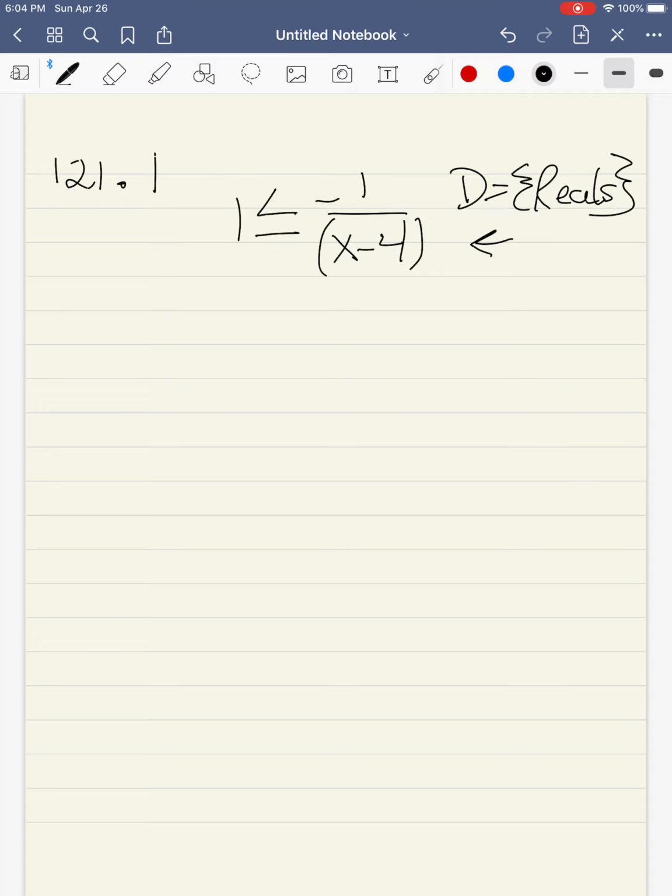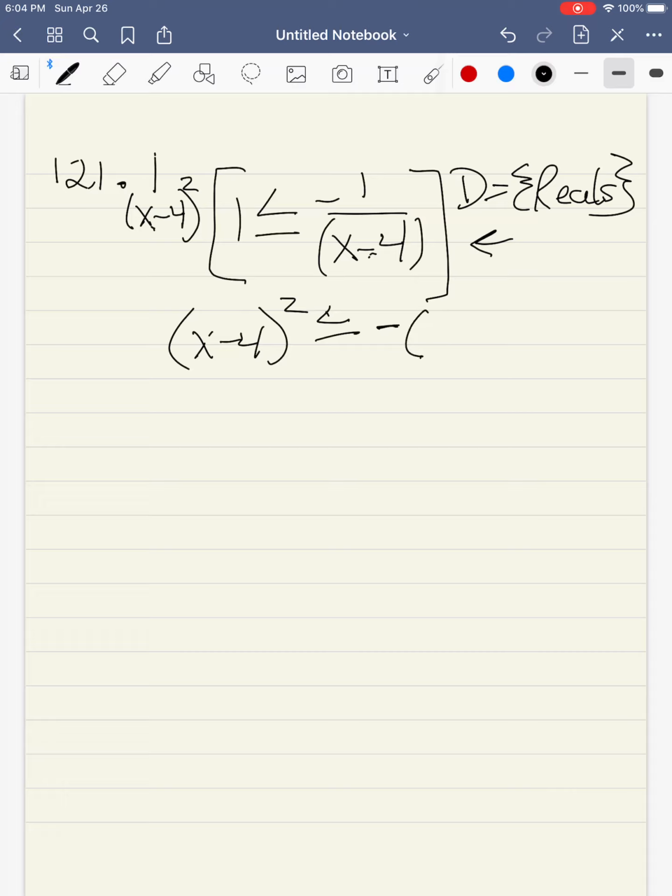But because it's an inequality, not just an equation, we have to multiply by that factor squared instead of just a linear factor. So when we do that, over here we get x minus 4 quantity squared times 1, which is x minus 4 quantity squared, less than or equal to. And over here, one of the x minus 4's cancels, but we have negative times the other one, which gives us negative times x minus 4.